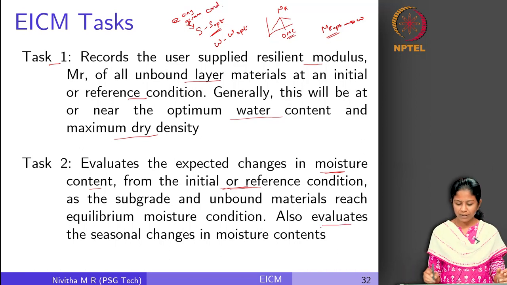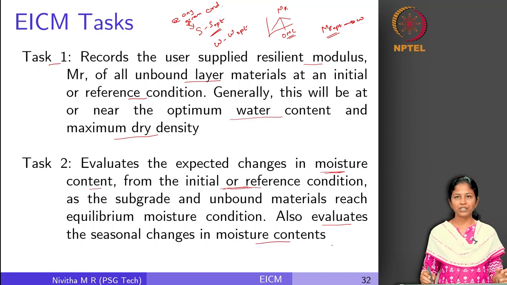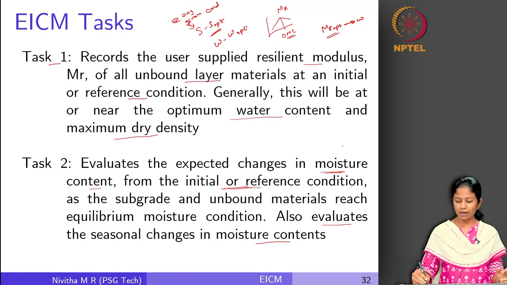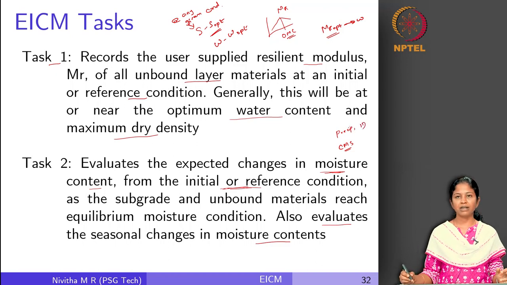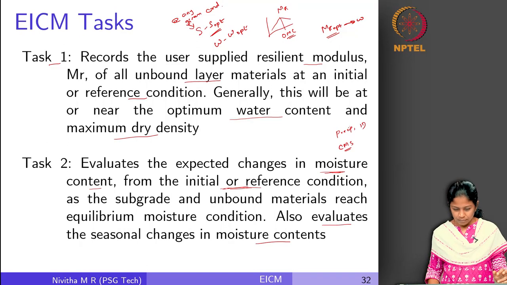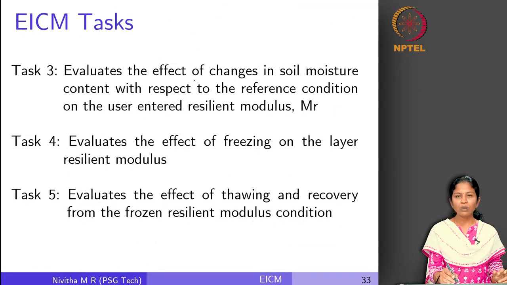It also evaluates seasonal changes in moisture content. So this is an input value that we are giving. Based on this input value, the climatic models we have discussed previously will be used. So here the CMS model will in fact be used, and the CMS model and the precipitation, since we have moisture content, and the infiltration and drainage model will be used here.